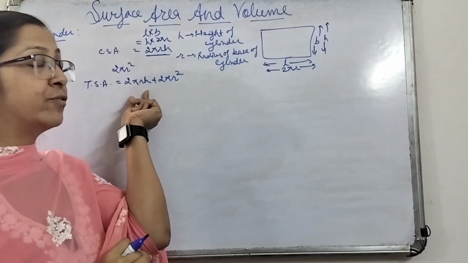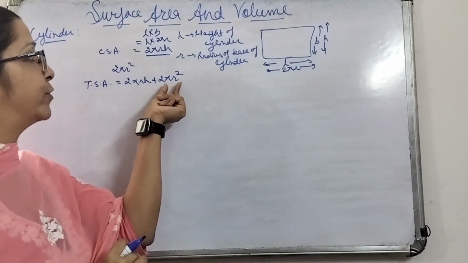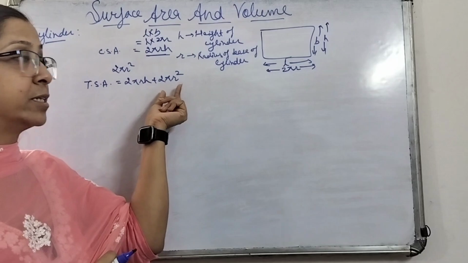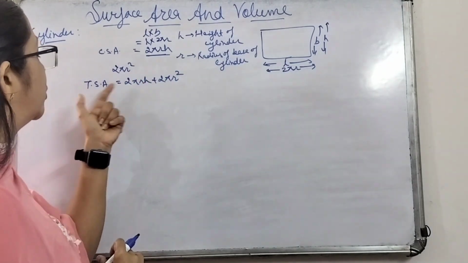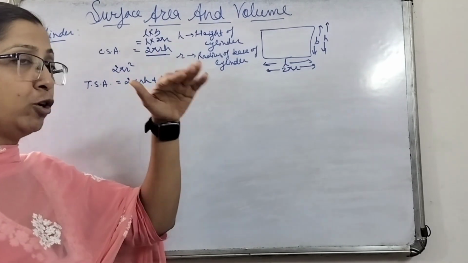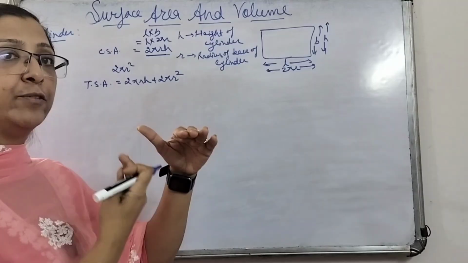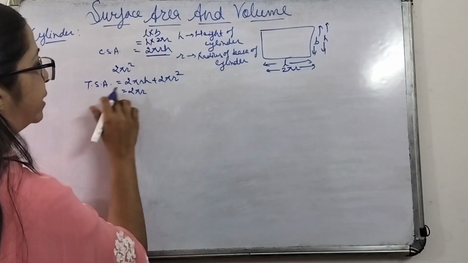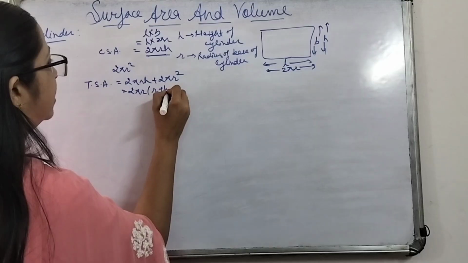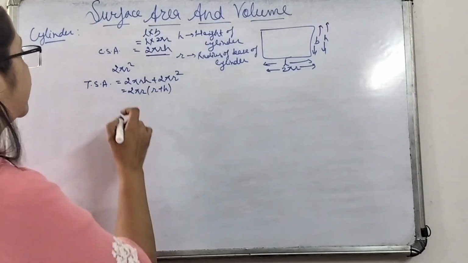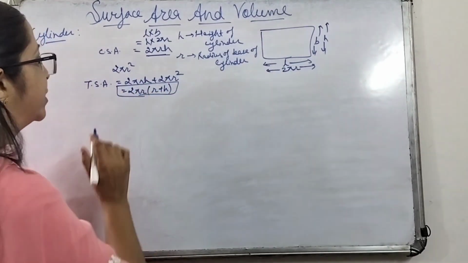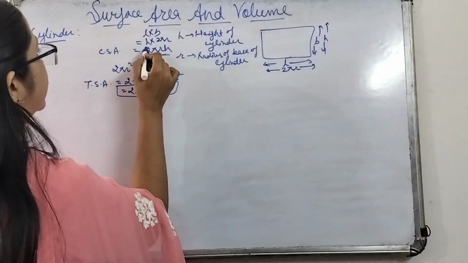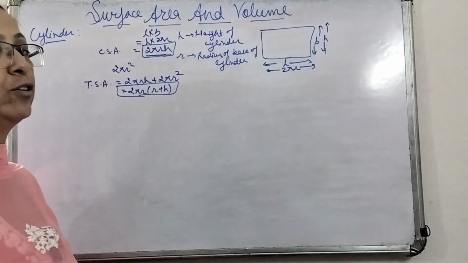This is the curved surface area. This is the area of the top and the bottommost faces, which are circular. So the total surface area, which will include the top, bottom, and the curved surface, will be 2 pi r, taken common, in the bracket r plus h. So this is how we can find the total surface area of a cylinder, and this will be the curved surface area of the cylinder.